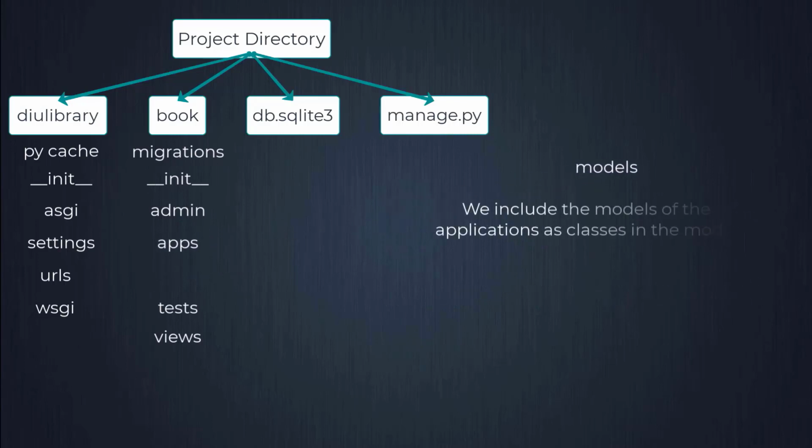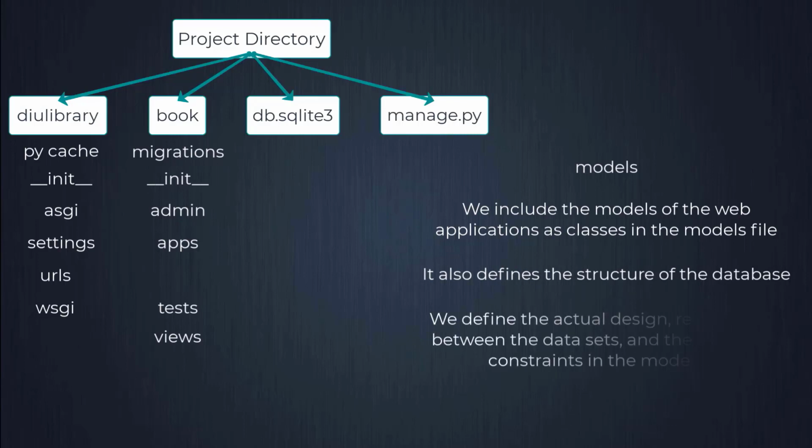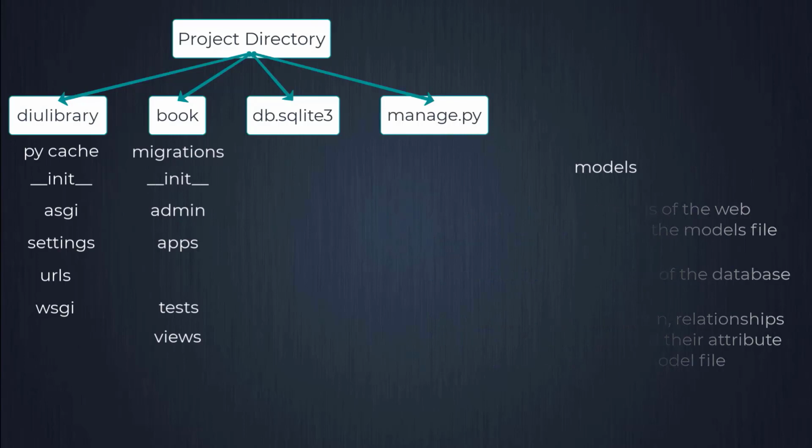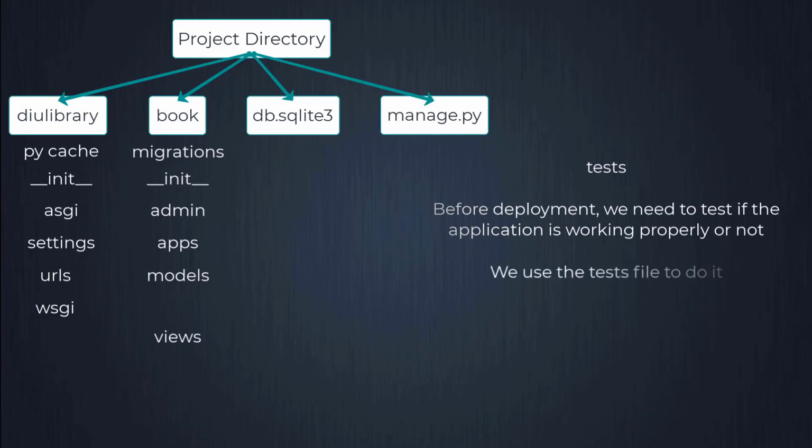We include the models of the web applications as classes in the models file. It also defines the structure of the database. We define the actual design, relationships between the datasets, and their attribute constraints in the model file. Before deploying, we need to test if the application is working properly or not. We use the tests file to do it.